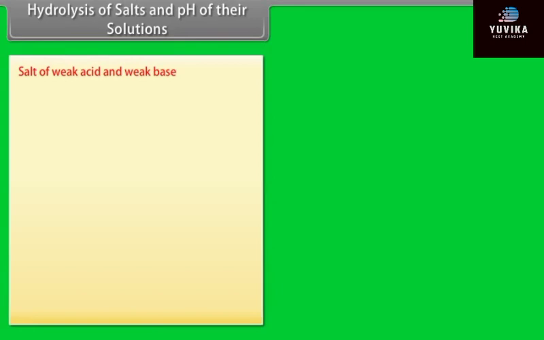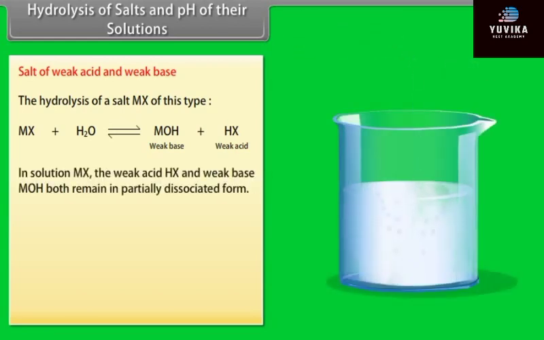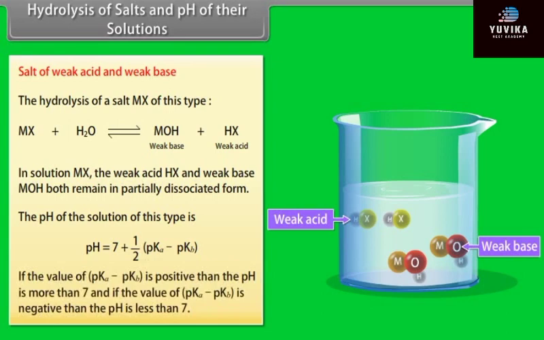Salt of weak acid and weak base. The hydrolysis of a salt MX of this type. In solution MX, the weak acid HX and weak base MOH both remain in partially dissociated form. The pH of the solution of this type is pH = 7 + 1/2 (pKa - pKb). If the value of pKa - pKb is positive, then the pH is more than 7, and if the value of pKa - pKb is negative, then the pH is less than 7.